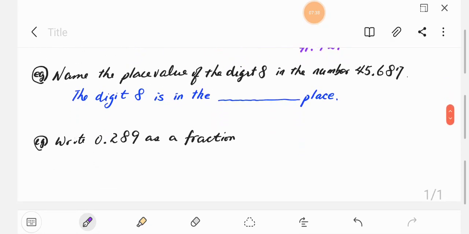Okay, next example. Name the place value of the digit 8. So what's the place value for this digit? So this one is in the second digit, right? So first digit is tenths. 8 is hundredths, right? So the digit 8 is in the hundredths place.